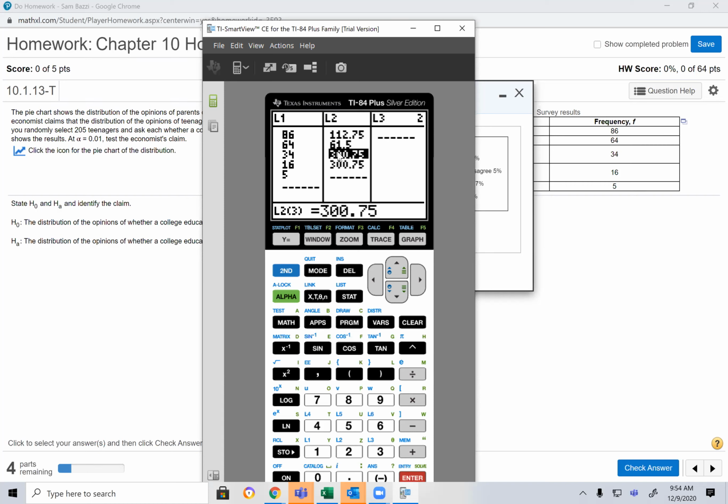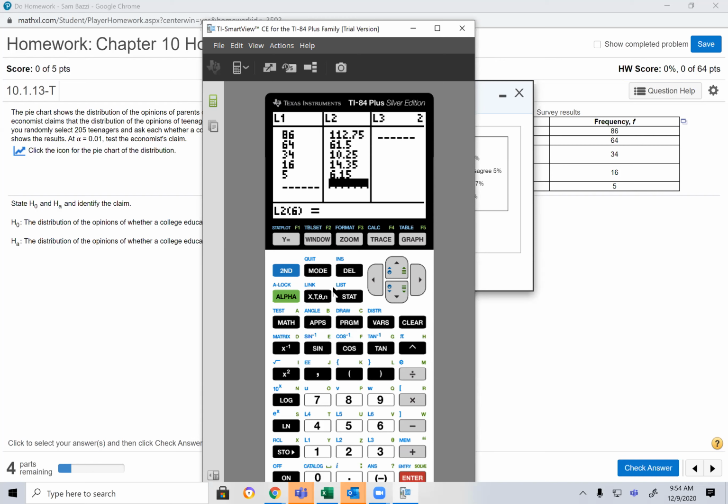Then we have 5%, that will be 0.05 times 205. And 7%, it will be 0.07 times 205. And finally, for the last one, it says 3%. So it will be 0.03 times 205.